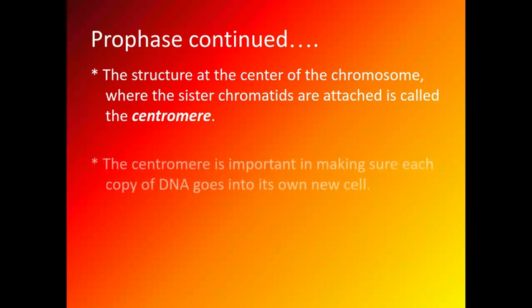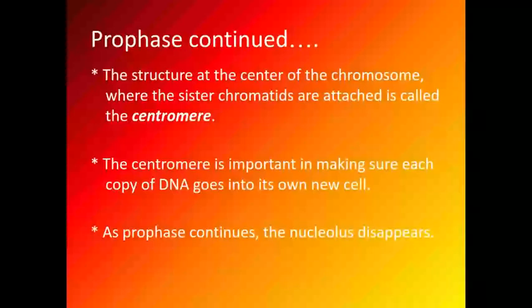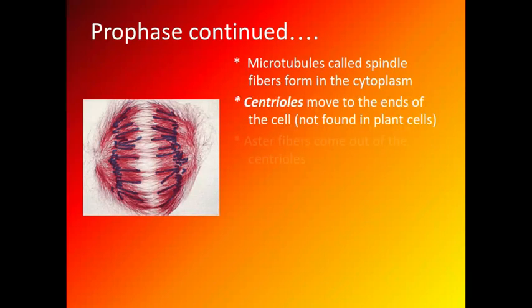And then that structure in the very center of the chromosome, or very center of the X, where the two sister chromatids are attached, is called the centromere. It's important to make sure that each copy of DNA goes into its own new cell. And then as prophase continues, the nucleolus disappears. So a lot's happening in prophase.